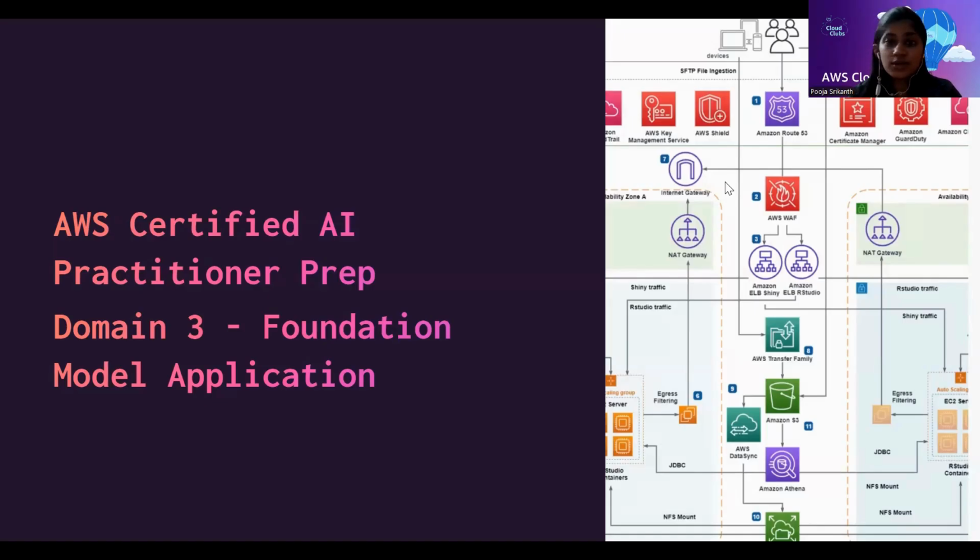So in today's video, we're going to be covering domain 3 of the AWS Certified AI Practitioner exam, which will be focusing on foundation model applications. Now be aware that this domain is very important, where AWS will be testing you on how foundation models are actually being used in real world scenarios, especially with AWS Bedrock, prompt engineering, embeddings, and fine-tuning. So here, we'll go through a domain overview.